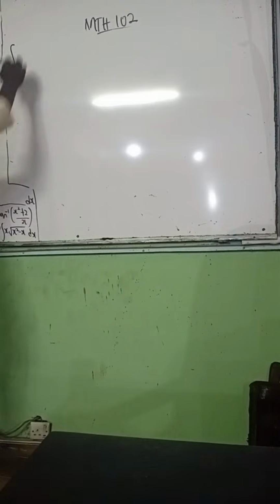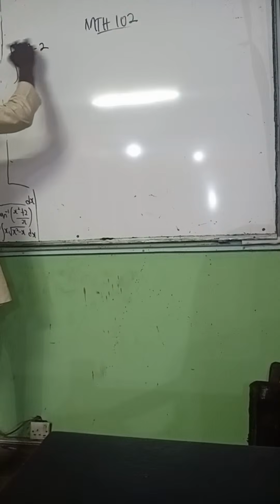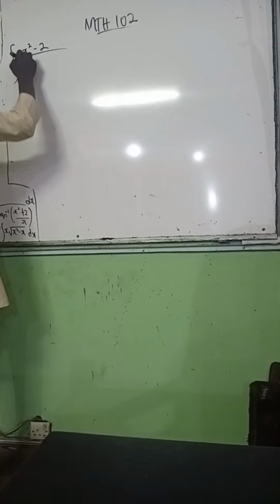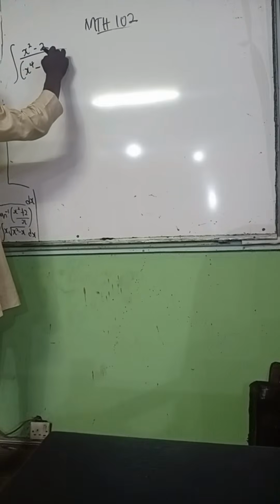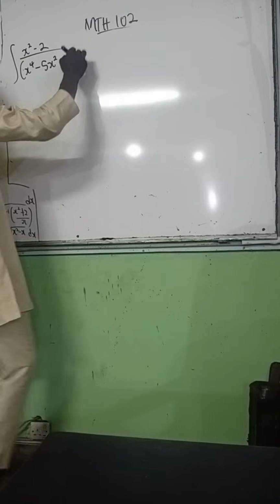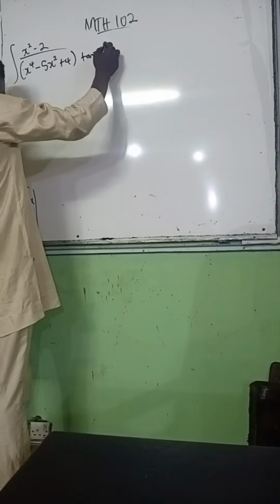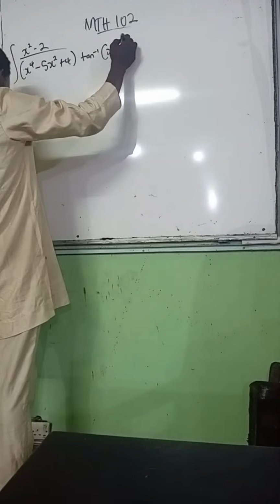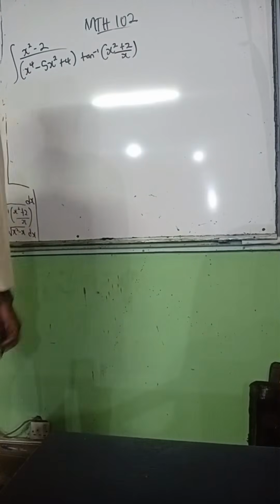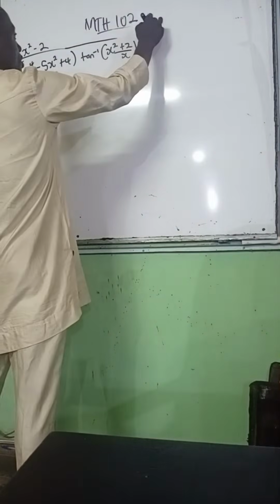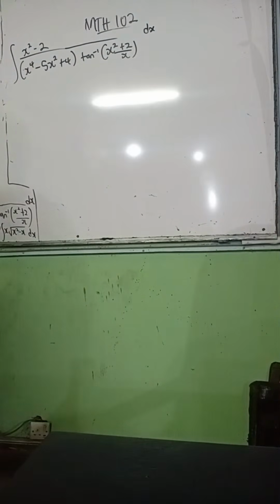Now, the next question we have: integral of x squared minus 2, over open bracket x to the power 4 minus 5x squared plus 4, close bracket, times tan inverse of x squared plus 2 over x, dx. I've not seen it before, I've not lied to you. You can be confused. What do you think we should do?